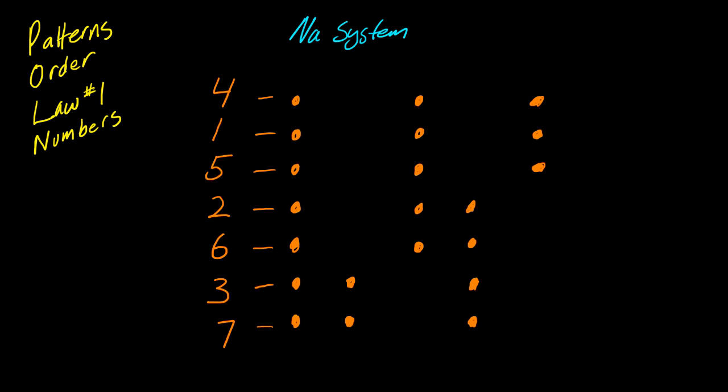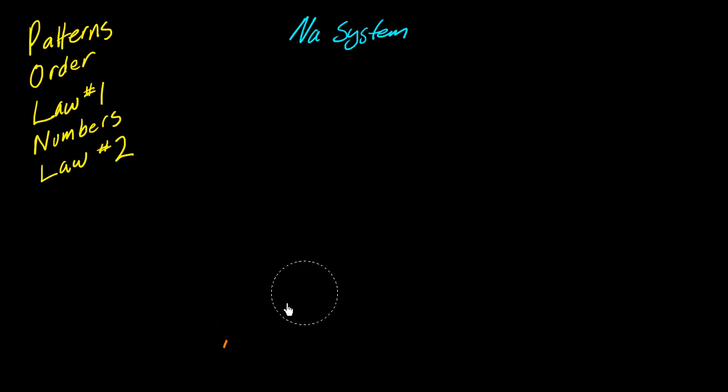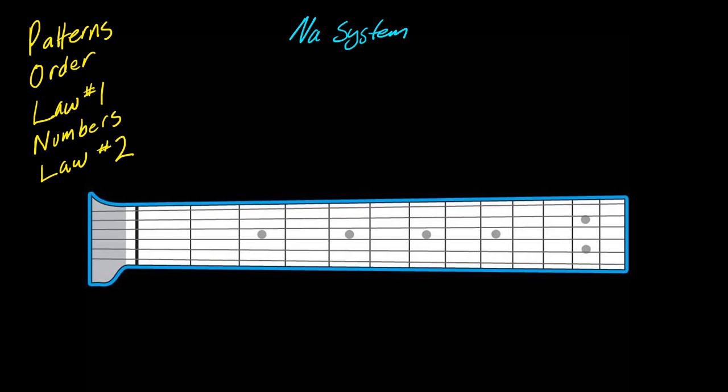Once you've done that, we're going to go to the last stage, which is called law number 2. And law number 2 is this. You might have been wondering, what the heck is all this stuff? You're finally going to be able to see what this is all about.